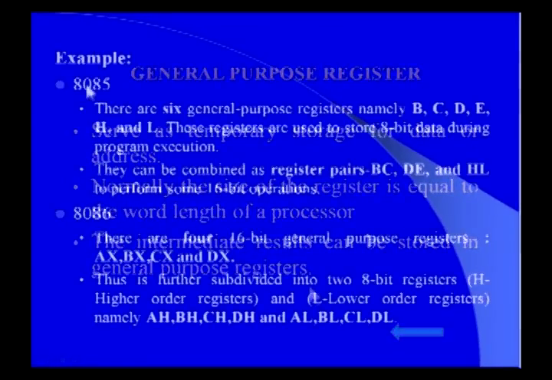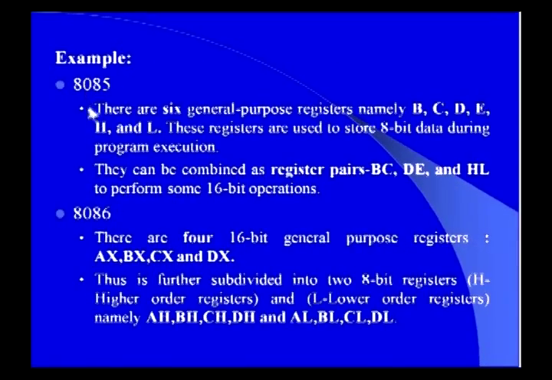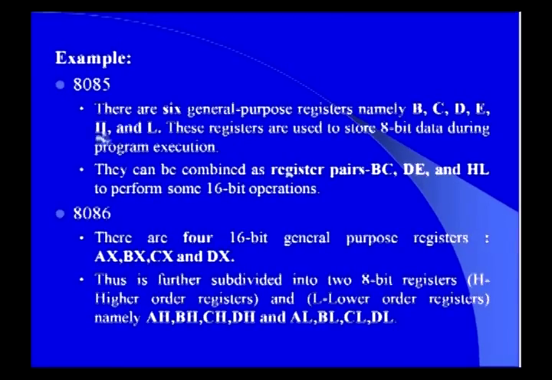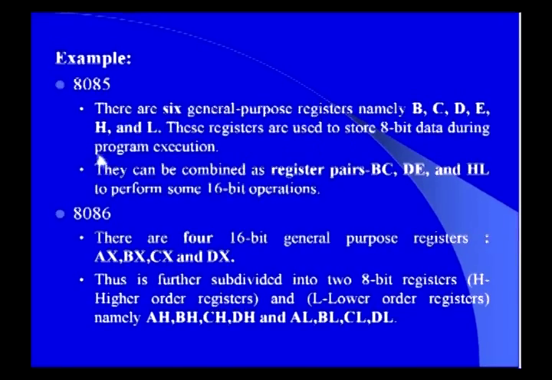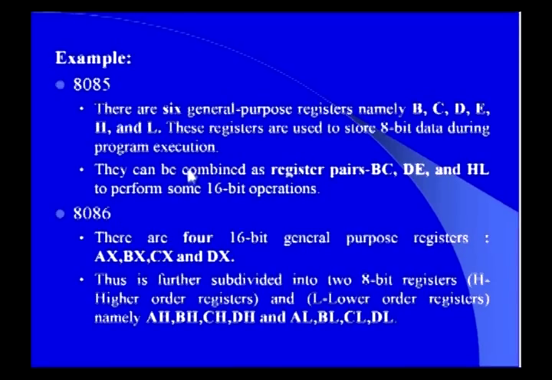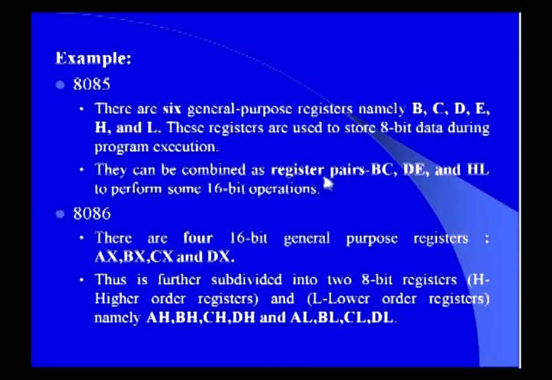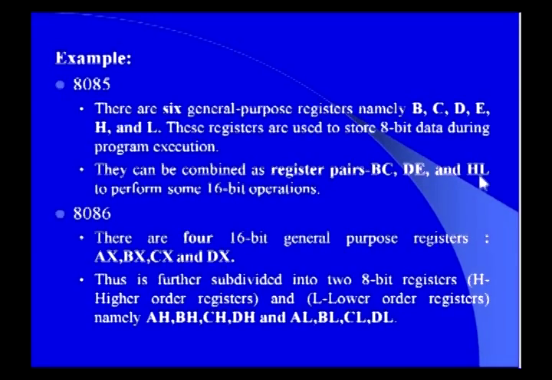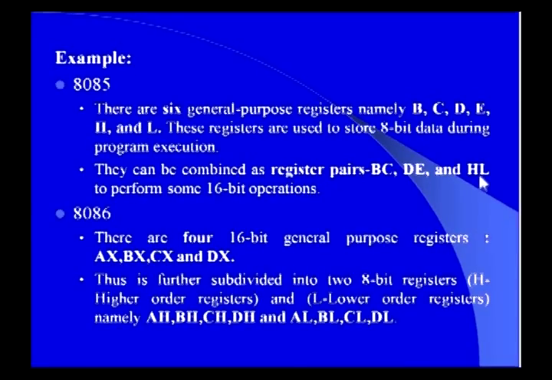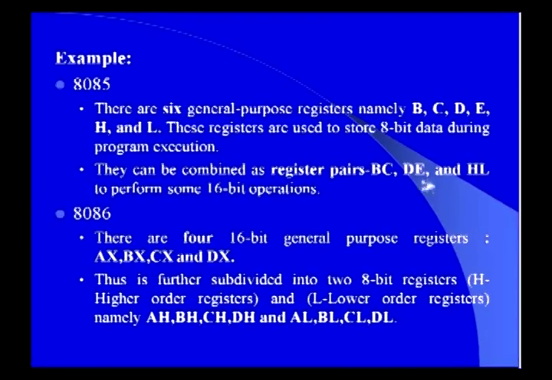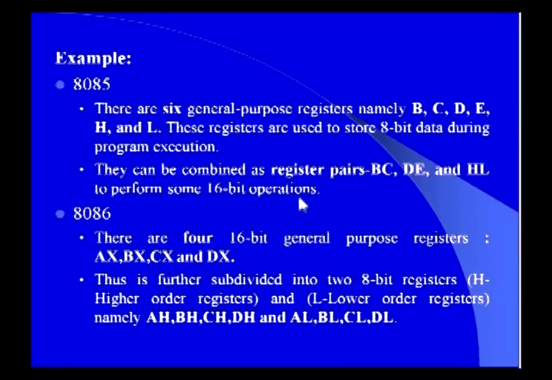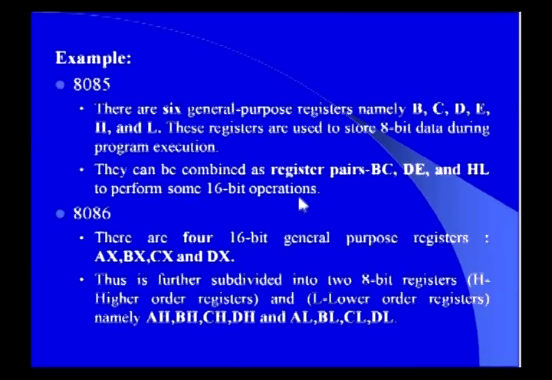If we take 8085, there are 6 general purpose registers, namely B, C, D, E, H and L. These registers are used to store 8-bit data during program execution. We can combine the registers B and C, similarly D and E, and H and L. So we can call them register pairs, like BC pair, DE pair and HL pair, which are used to perform some 16-bit operations. For example, the content of the HL register pair is used to point to the memory.